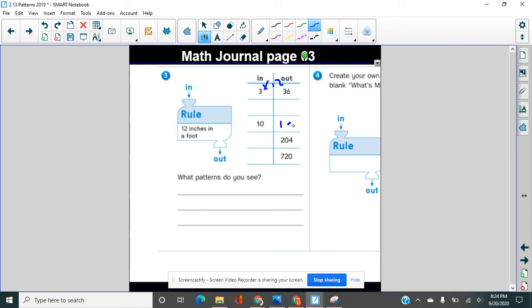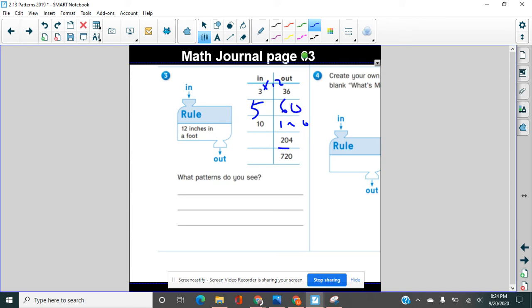Count by tens. 120. Now we have something missing here. What do you want to put? We can put anything we want here. Let's put 5 because we can do 5 times 12. What's 5 times 12? You can count by fives. Yeah, 60.